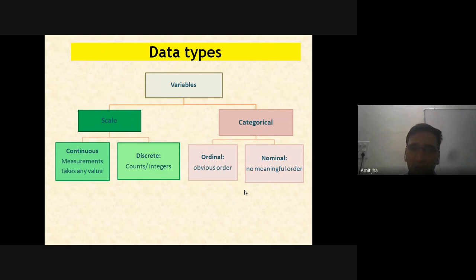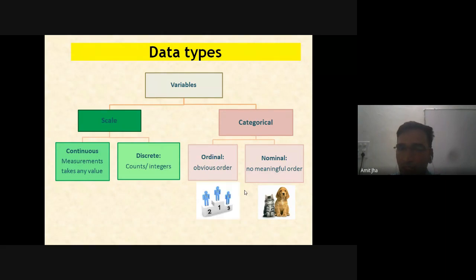Coming to the data type, as we have learned about variables, there are two types of variable, scale and categorical. If we talk of the categorical, again we have ordinal and nominal. Nominal means there will be no meaningful order, whereas in the case of ordinal, an obvious order is there: first, second, third, fourth, fifth, like that. It will be in order. And discrete, here we say that it is a count or integer, meaning it cannot be divided. Whereas continuous means measurements, and it can take any value.